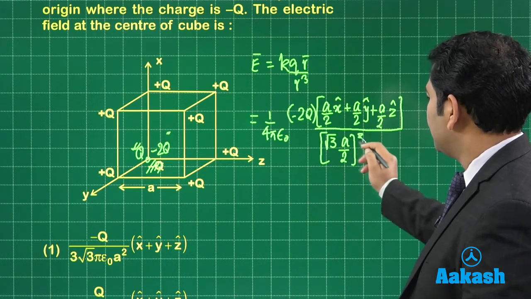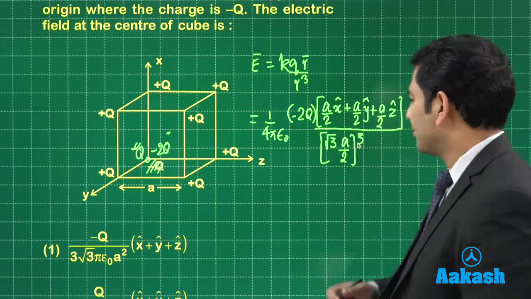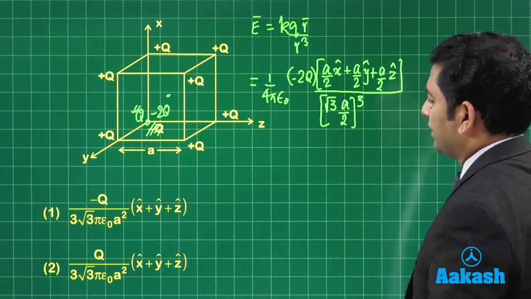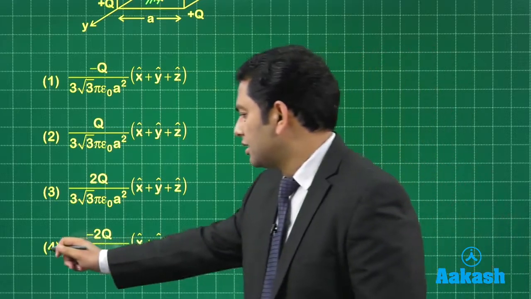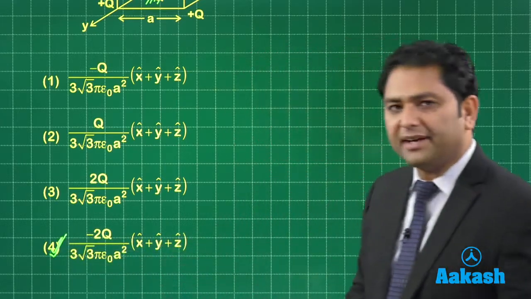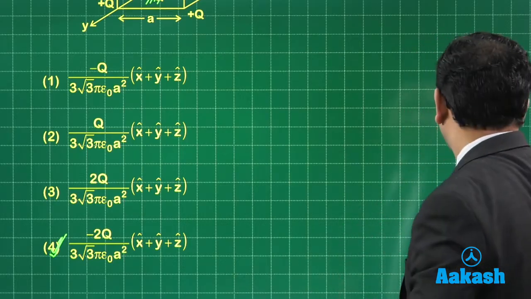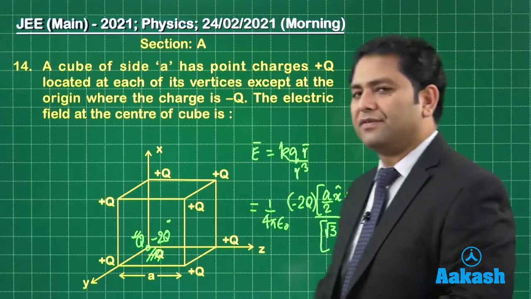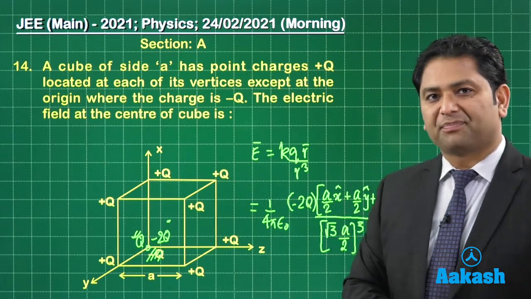So this is all. Now a little bit of plus and minus and calculation that you need to do. I don't think there will be any trouble in doing so. When you do that, your answer is going to match with option number 4, all right? So you need to replace k as 1 by 4 pi epsilon naught. So guys, that was about question number 14. Let's move to question number 15.